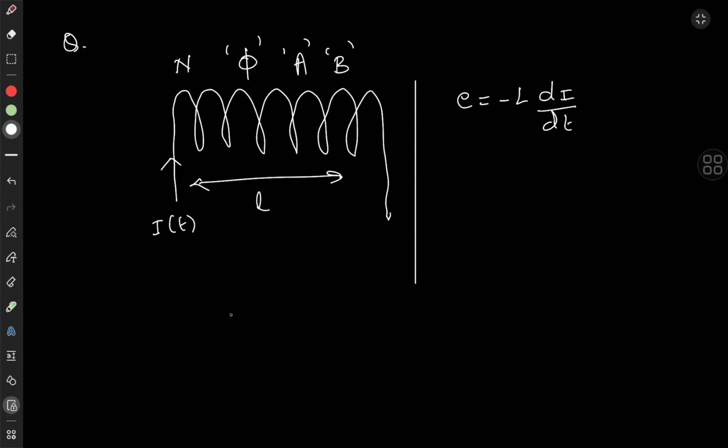To calculate the L value, we know that L is equal to phi divided by I. Now what is the flux linked with this coil? It is nothing but B into A into N, the number of turns. So we can say L is BAN divided by I, where this is the flux and this is the current.